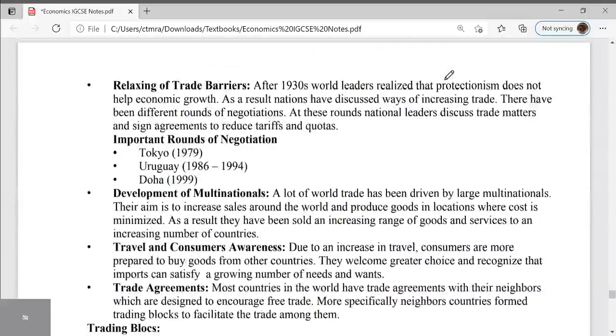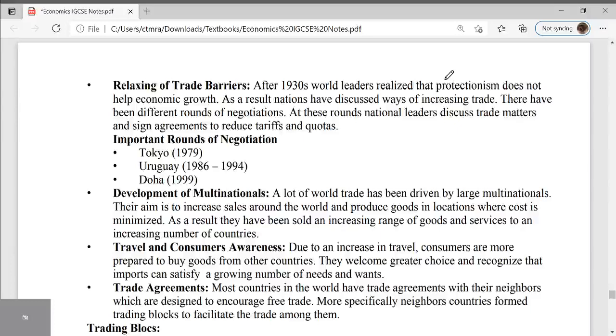Next, we have relaxing of trade barriers. Okay, trade barriers are getting reduced. Okay, so the trend is like that. Previously, there was lots of protectionism and everything, but nowadays, what's happening? Protectionism is becoming a little bit relaxed. Okay? So what's happening? World trade is increasing.